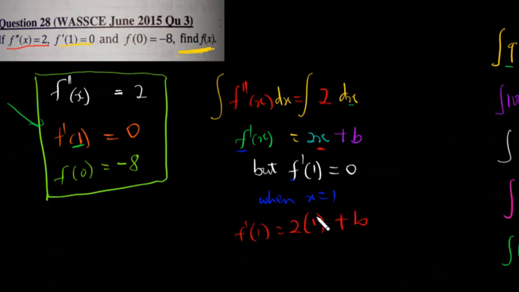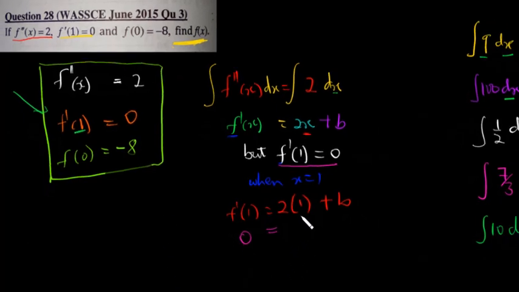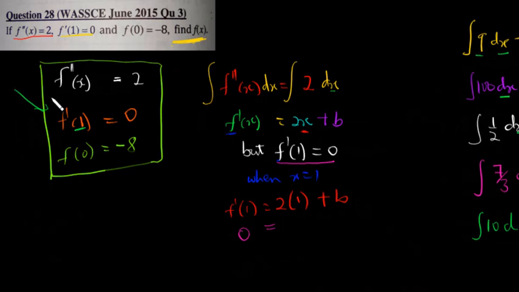But we know that f prime of 1, the whole of this, gives me 0, so the whole of f prime of 1 here will be 0. So I'm gonna have 0. Let me clean this so that people don't think that it's a division sign. Of course it's not. Okay, so 2 times 1, we know 2 times 1 is 2, plus b.